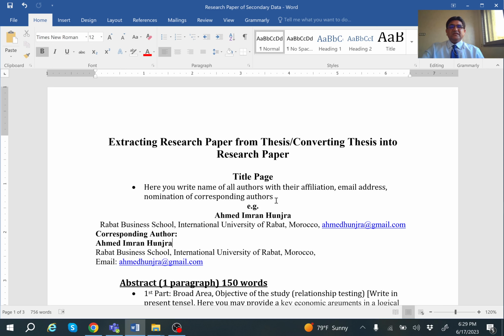Then they can go for the dissemination of their work in different forums like conferences. After extracting the paper from their thesis, they can present in conferences within the country, or if they have funding, they can travel overseas and present their work at international conferences.